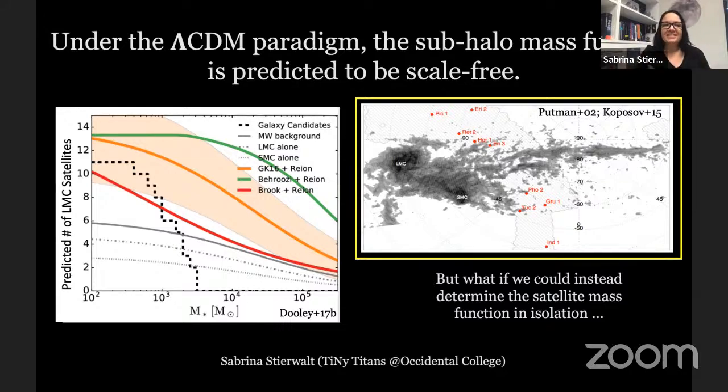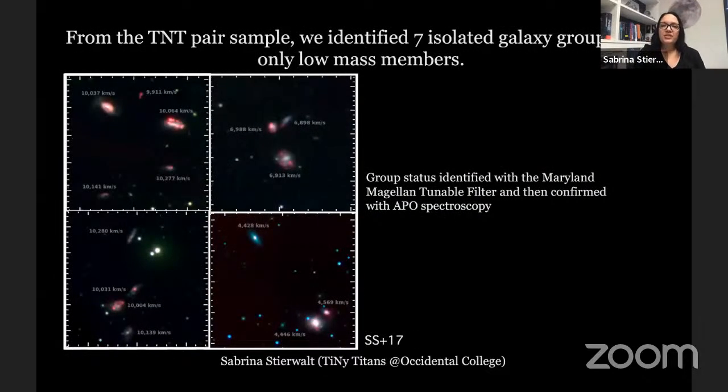But the problem, of course, with studying the Large Magellanic Cloud and its satellites is that it's right near this massive interloper, the Milky Way. So it's very hard to disentangle what are satellites of the LMC versus what are satellites of the Milky Way. When did different satellites join the group? So we asked, what if we could instead determine the satellite mass function in isolation? What if we could take the Large and Small Magellanic Clouds and pull them out of the Milky Way's halo and see what kind of satellites they have and whether that matches predictions from lambda cold dark matter or not? So that's what we started doing with Tiny Titans.